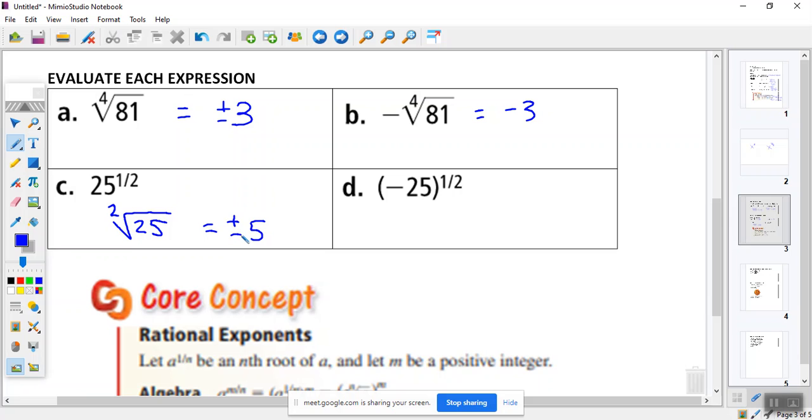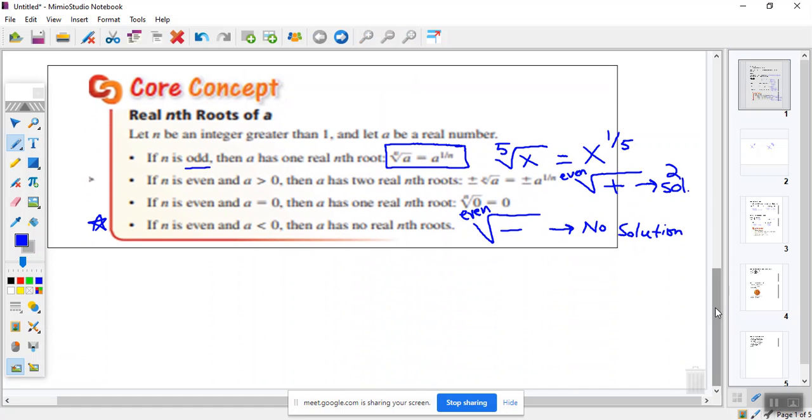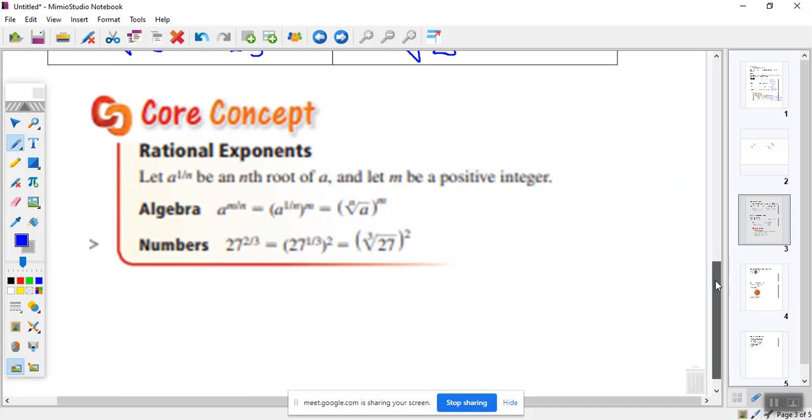Now this next one is goofy, because this is saying really take which root, kids? The square root of negative 25. Punch that in. What's it say there? Domain error. If I go back to the core concept right here, guys, it says if I have an even index and what kind of number underneath the radical sign? There will be no solution.